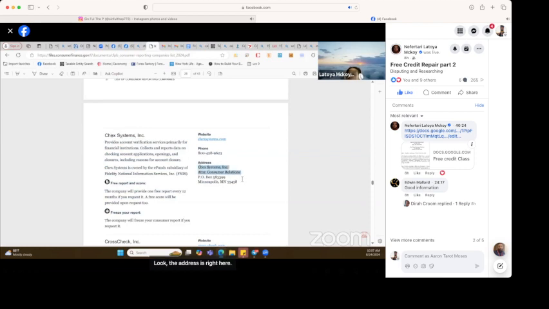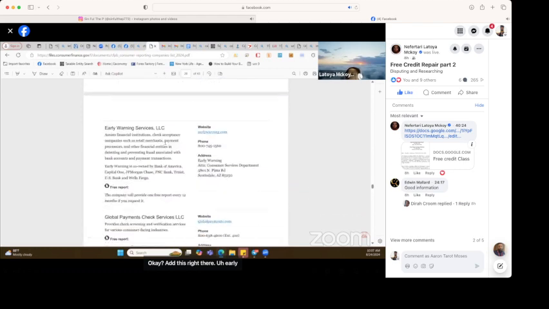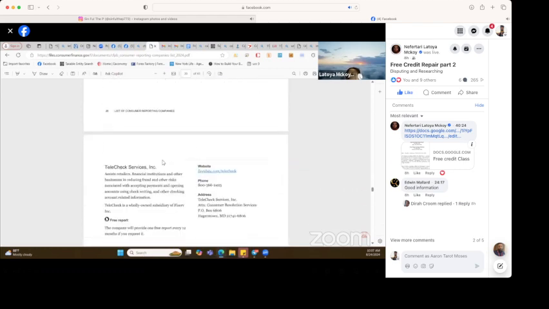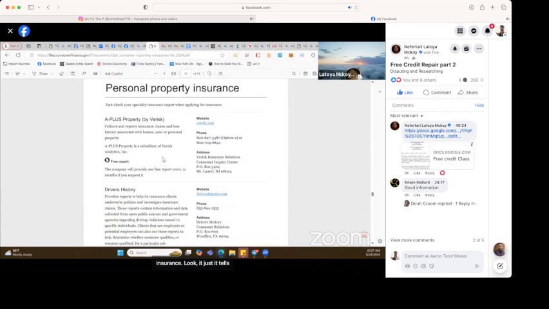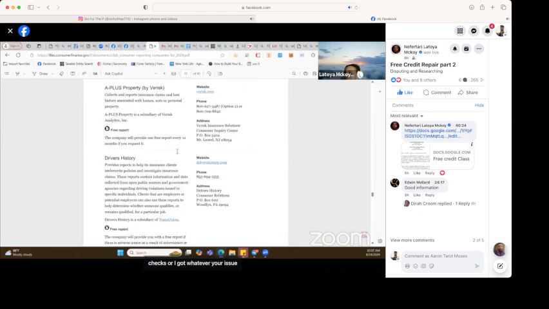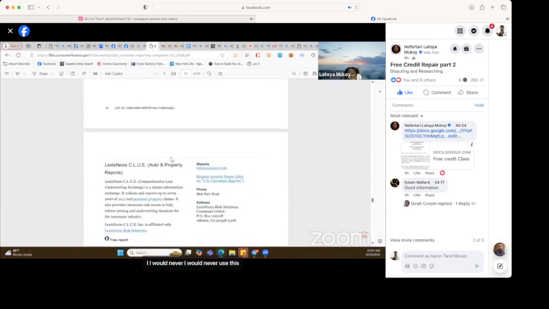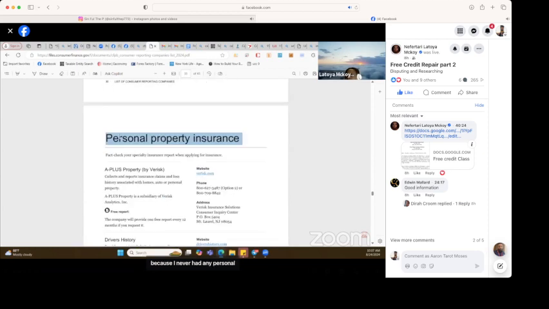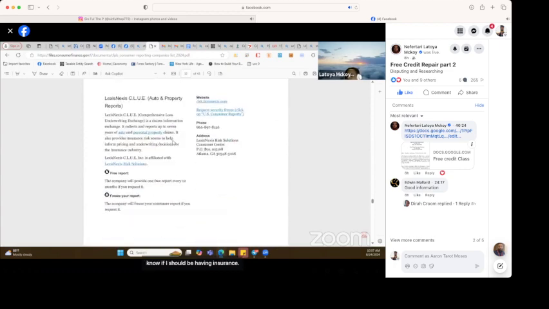Look, the address is right here. Okay. Address right there. Early warning systems, Telecheck, personal property insurance. Look, it tells you. So if you have a personal matter, you go on here and look, okay, I got checks, or I got whatever your issue is. It's hard to determine your issue, because I would never use this since I never had any personal property insurance. I don't even know if I should be having insurance.